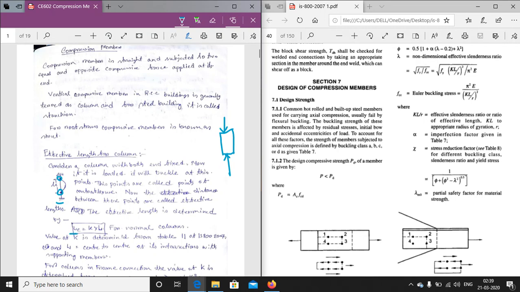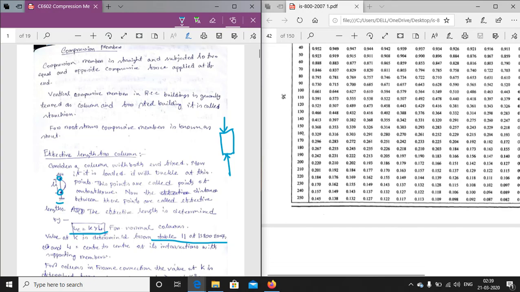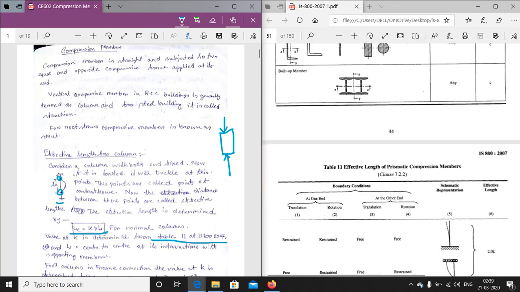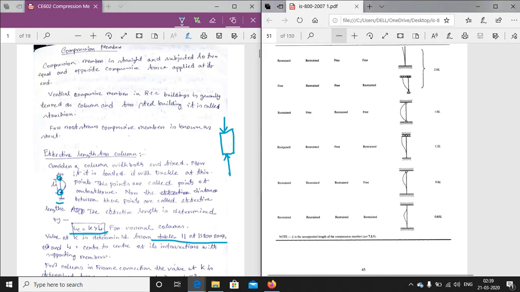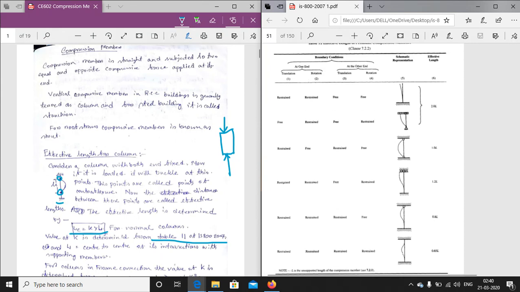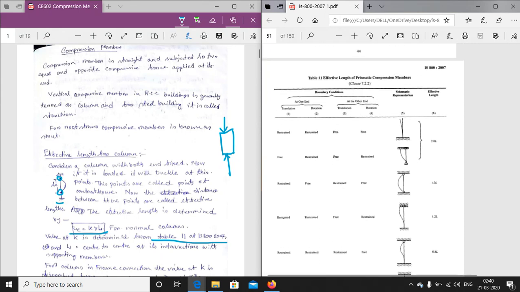The effective length for a normal steel column is determined by this formula: LE equals K into L, where K is the effective length factor. The effective length factor is determined from Table 11 of IS 800. If we go into Table 11 of IS 800, we can see the column conditions are given, with the effective length based on the end condition.